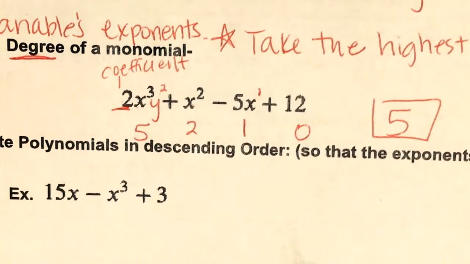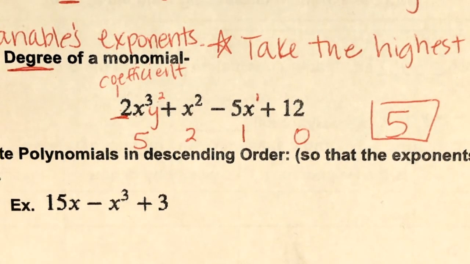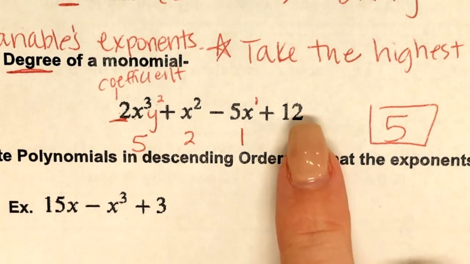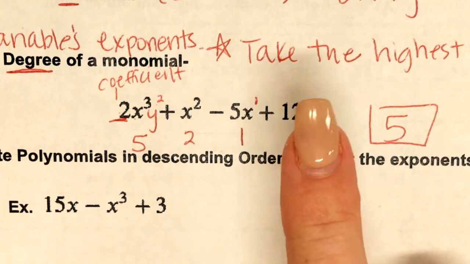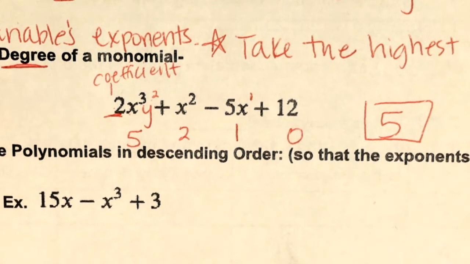If it wasn't there, it would have been 3 because 3 would have been the highest degree. It's that simple. It's just which one has the biggest. If there's more than one, you add them together. Now again, I'm going to remind you guys, if it doesn't have a variable, then its exponent is 0 because you're looking at the variable. Okay?